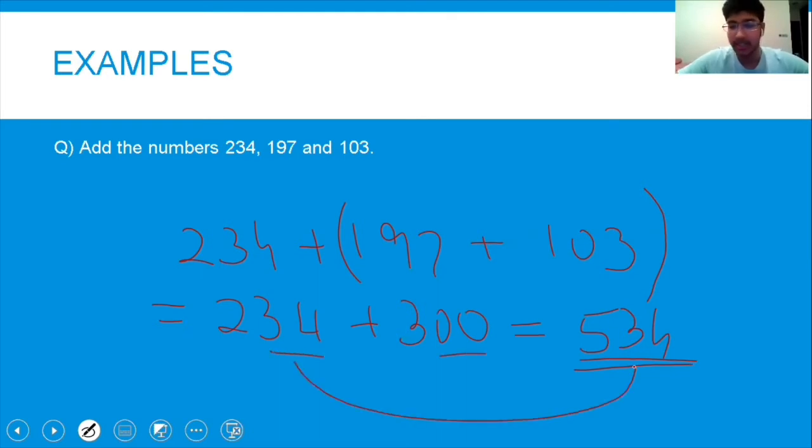And we got this answer so easily and so fast since we had 2 zeros in the end and 34 would just be written as it is. And then we only had to add 3 and 2 together in order to get the last digit. And if we had grouped 234 and 197, then we had to go through a long process of calculation, which was not required for such an easy question.